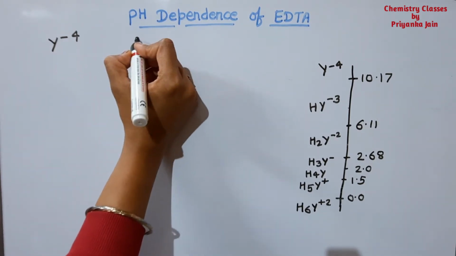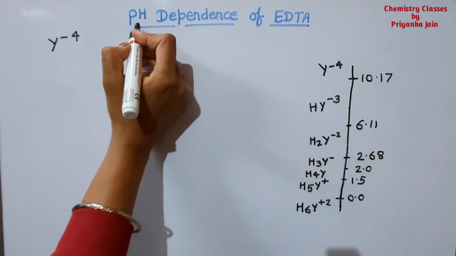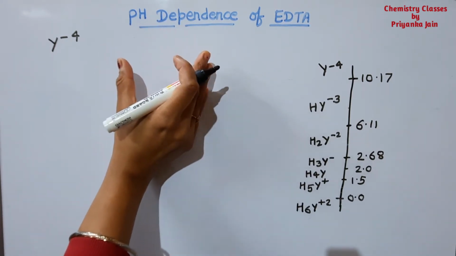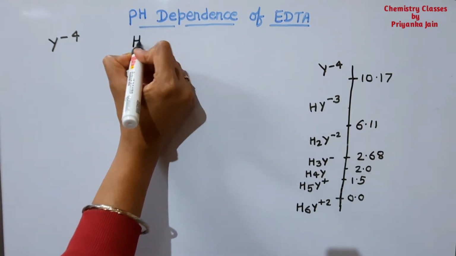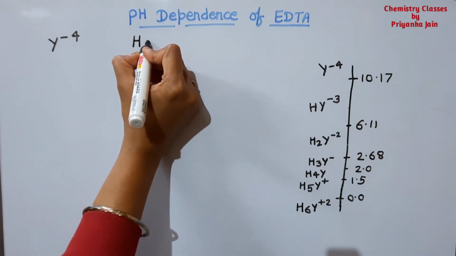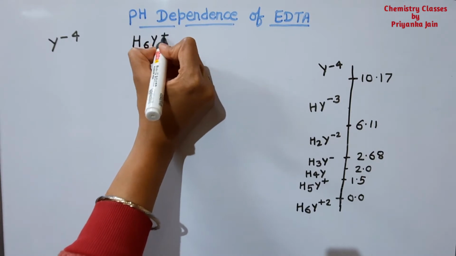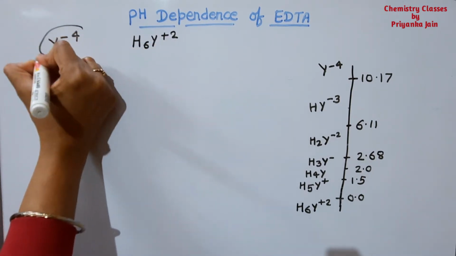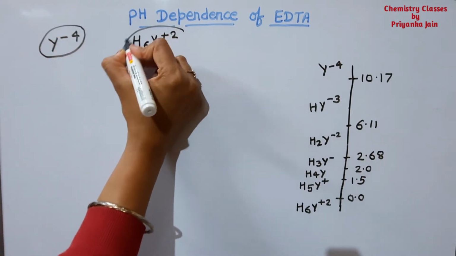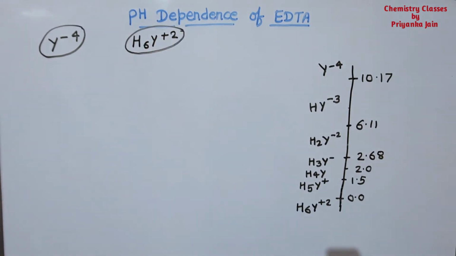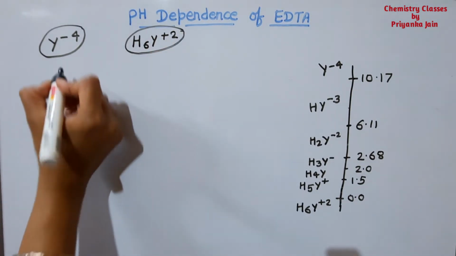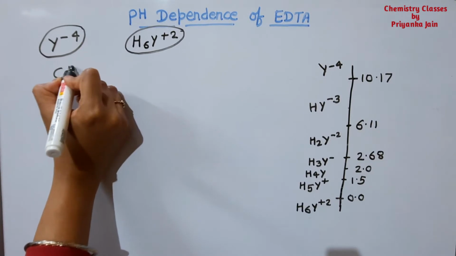If all 6 sites are protonated, 2 nitrogens and 4 acetate groups, then we get the fully protonated form, which is denoted in this manner: H6Y2+. This is the general form and this is the fully protonated form. Now suppose this is reacting with the cadmium.